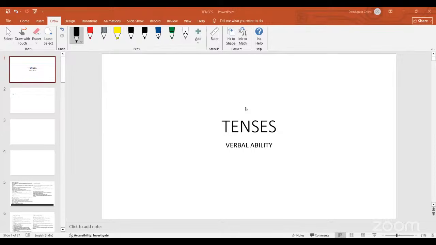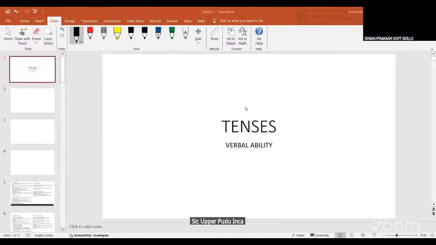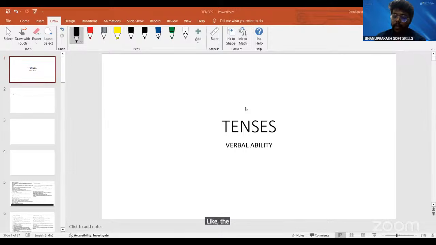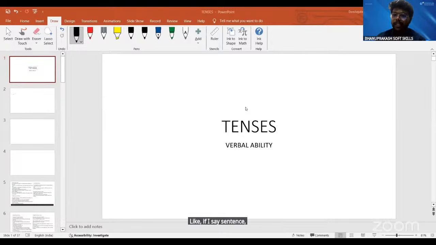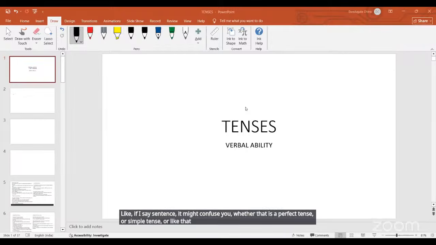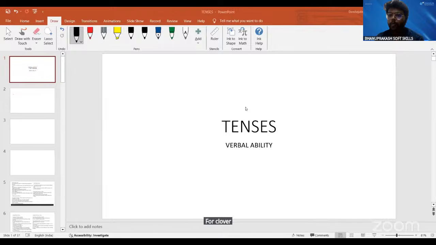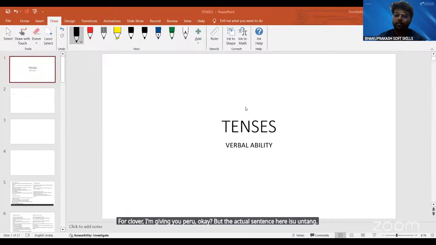Like the sentence is నేను ఇంటికి వెళుతూ ఉంటాను. But the clue word for this is అప్పుడప్పుడు. Like if I say sentence, it might confuse you whether that is a perfect tense or simple tense or like that. So for clue word I'm giving you అప్పుడప్పుడు or ఎప్పుడెప్పుడు. Okay, but the actual sentence here is నేను ఇంటికి వెళుతూ ఉంటాను. All right, next.